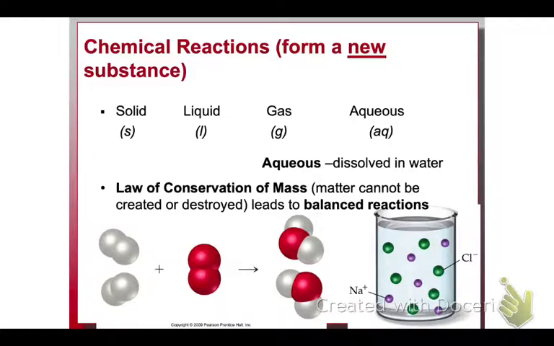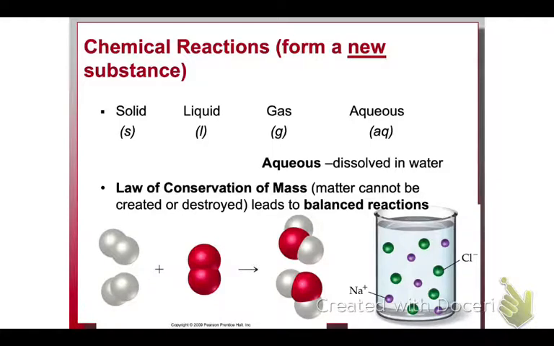If you remember our discussion about a chemical change, which is a chemical reaction, how do we know that we have a chemical reaction? We know that because we form something new. Every time we write a chemical reaction, we do have to specify the physical state of our reactants and products. If they are solid, we abbreviate that with a small s, liquid with an L, gas with a G, aqueous, which means dissolved in water, with aq.